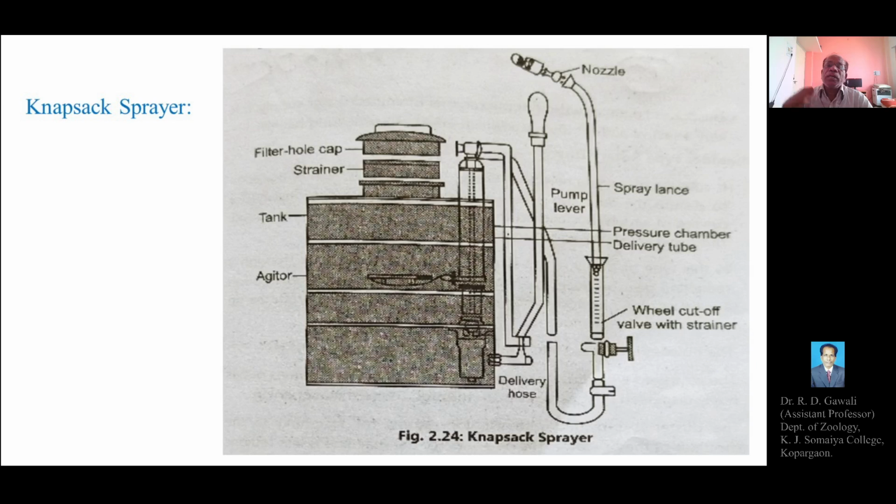It is also provided with an operating lever or handle for manual operation of the pump so as to create pressure in the tank, passing the insecticidal solution from the spray tank to the compressor pump, from where it passes through the rubber hose into the lance, and is then sprayed onto the crop through the nozzle as fine droplets under pressure. So this image shows the knapsack sprayer used for the application of liquid pesticides or insecticides.